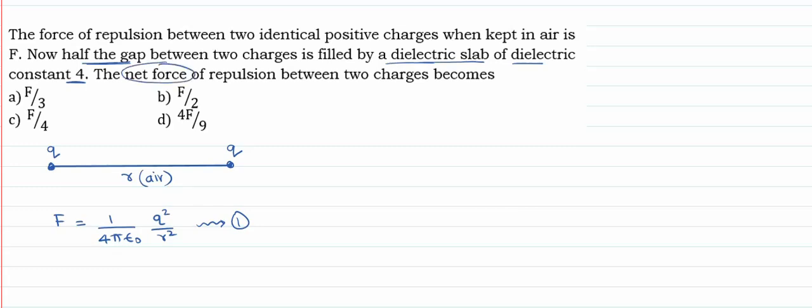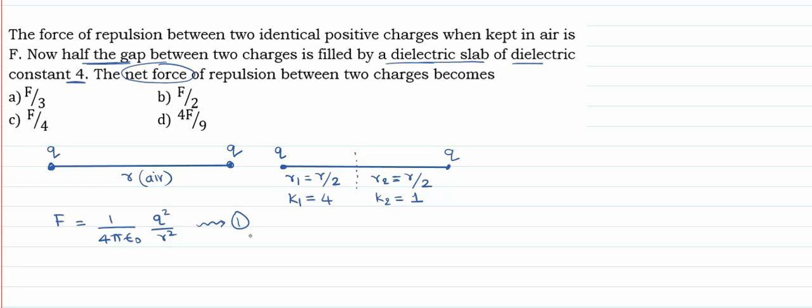Now in this, two charges are there, Q and Q. What he says is half the distance, so this distance I will take as R1, which is R by 2. And the remaining half is also R by 2, I will take it as R2. Half is filled with a dielectric slab of constant 4, so K1 is 4. The remaining half is air, so K2 will be equal to 1.